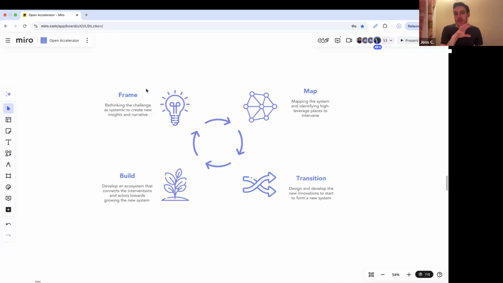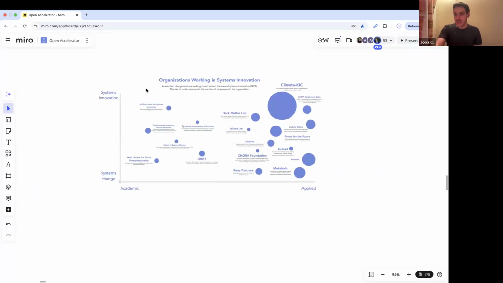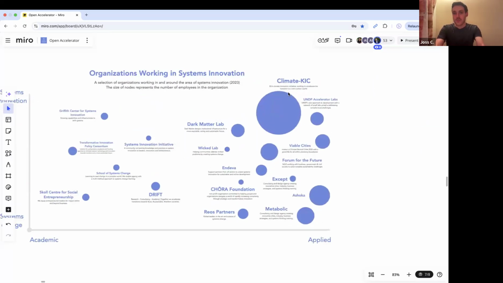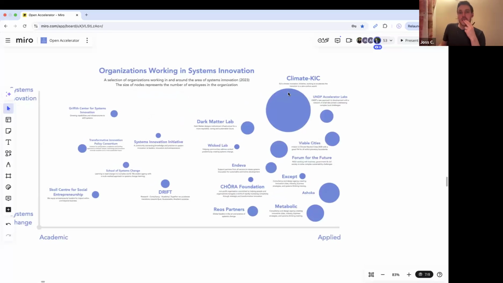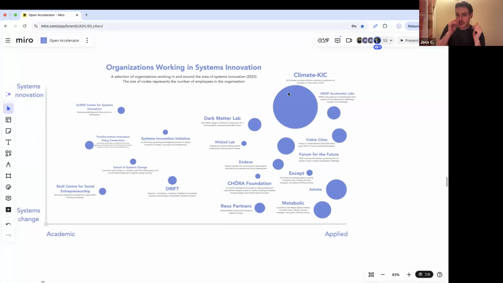So that's that. We're going to look at this and walk through a little bit how different organizations approach this in a minute. These are some of the organizations we'll talk about today and maybe in future sessions. These are the ones doing systems change or systems innovation. We'll talk about Climate Kick, we can see on the top right there, one of the larger organizations, but there are many others here, and you can search for them and learn more about them.